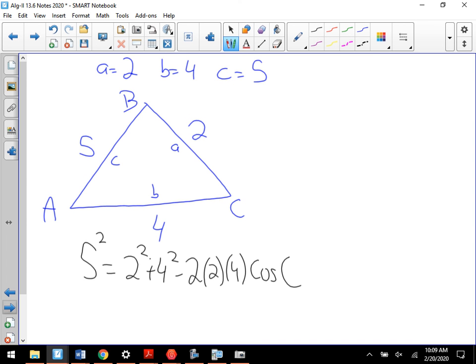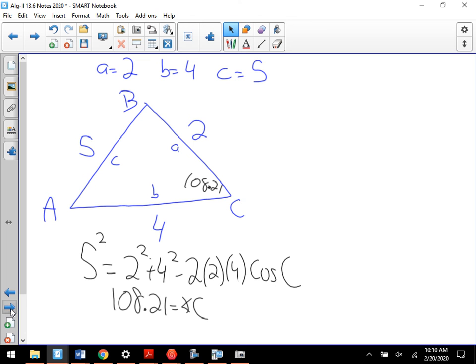And it's just calculator buttons. 5 squared minus 2 squared minus 4 squared, divided by negative 2 times 2 times 4, which is negative 16. And then I go second cosine of that answer, 108.21. And once again, in this case, I got an obtuse angle because I found the biggest one first. It's going to wind up being one triangle because you can't have two triangles.